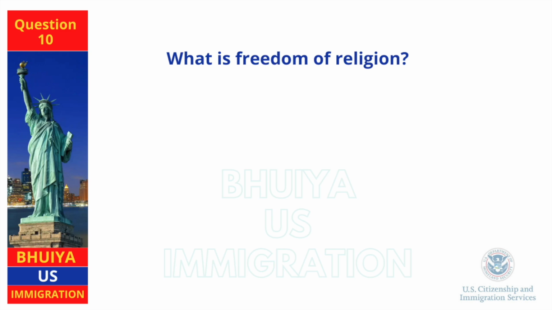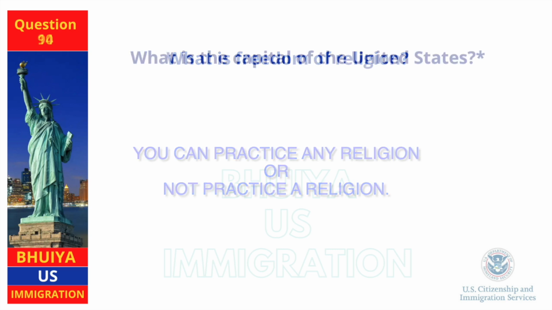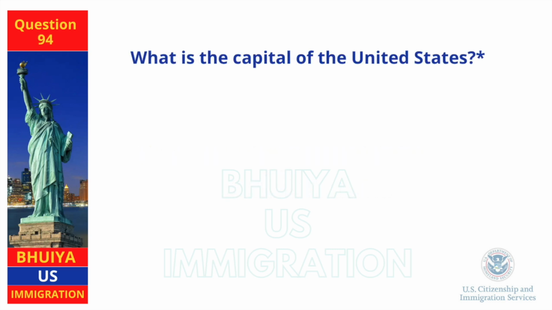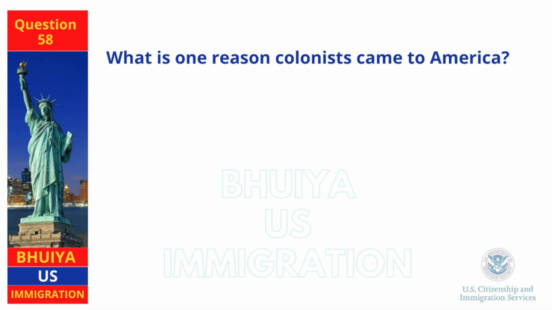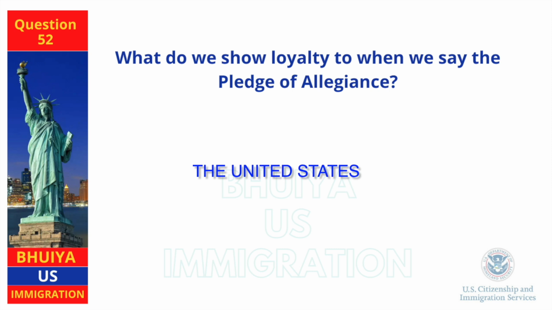What is freedom of religion? You can practice any religion or not practice a religion. What is the capital of the United States? Washington, D.C. What is one reason colonists came to America? Freedom. What do we show loyalty to when we say the Pledge of Allegiance? The United States.